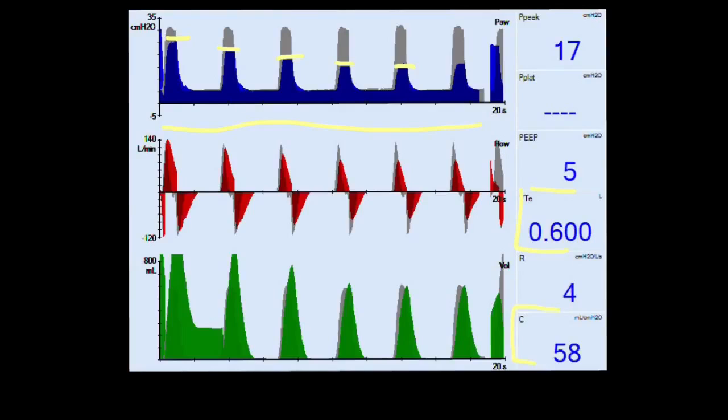As you notice, we got to my target and my peak pressure dropped, so my pressure control is approximately 17. 5 into 17 is 12 centimeters of water. So that's an example of an adaptive targeting scheme.